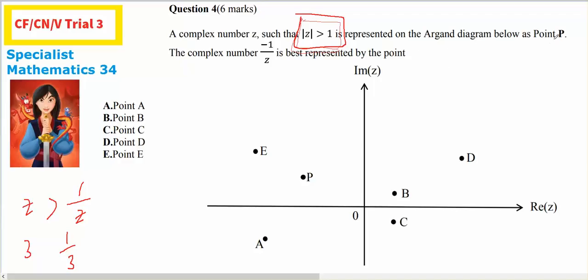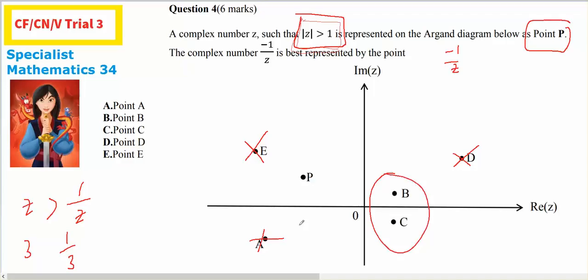So z is represented by point P. The complex number of -1 on z, obviously it's going to have a magnitude much, much smaller. So it can't be any of these. It can only be B or C.